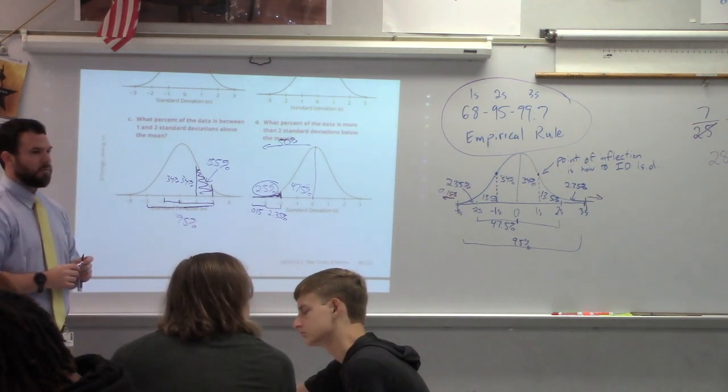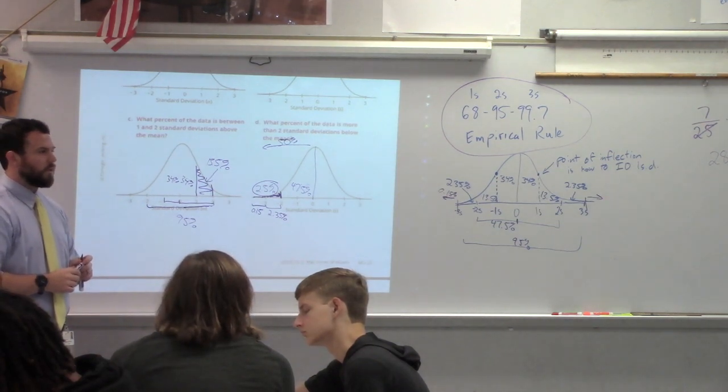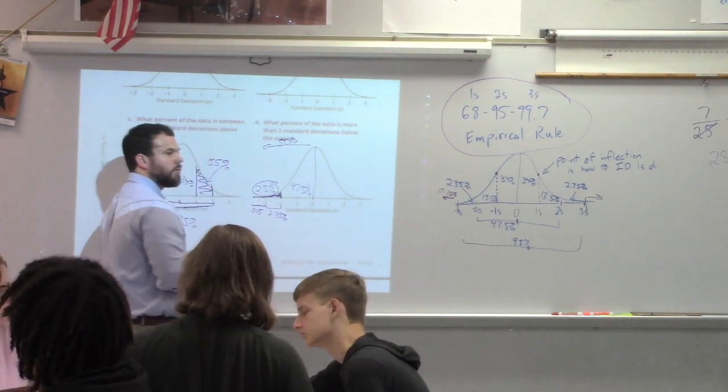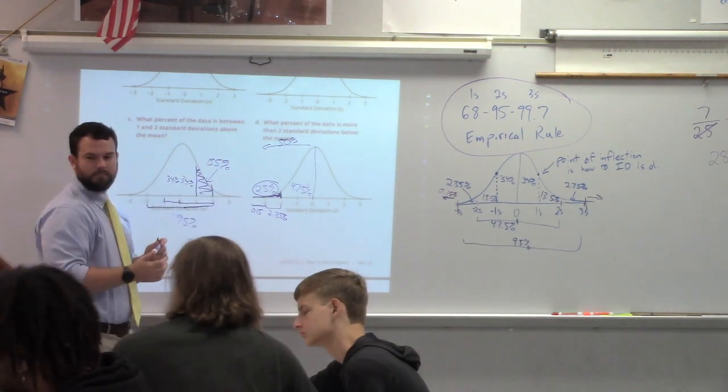Right? So it's 99.7, but you need that 0.3. 0.15 is here and 0.15 is here. Right. So you need that to make that 0.3.